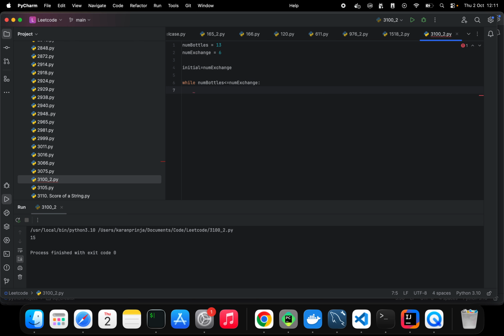Okay, while numBottles is greater than or equal to numExchange, we will keep on doing that loop. Then with each loop we are going to increase the numExchange by one, and also we are going to decrease numBottles by numExchange because we cannot do it otherwise. And since we are decreasing it by numExchange, we also have to increase the initial count by numBottles, and also we have to increase the numBottles by 1.